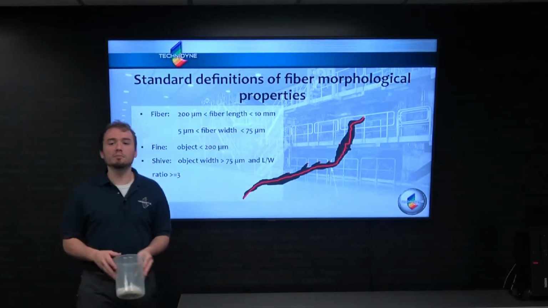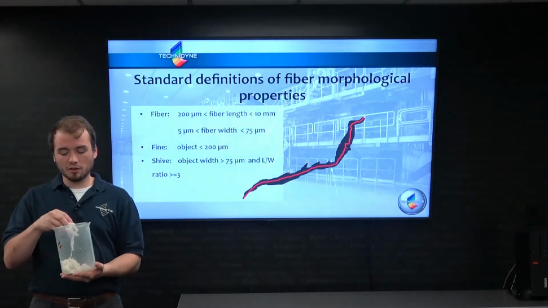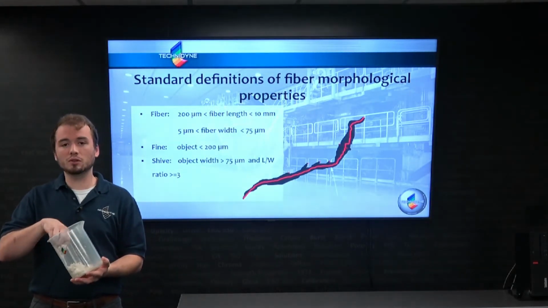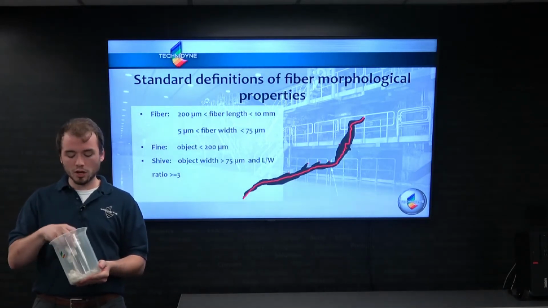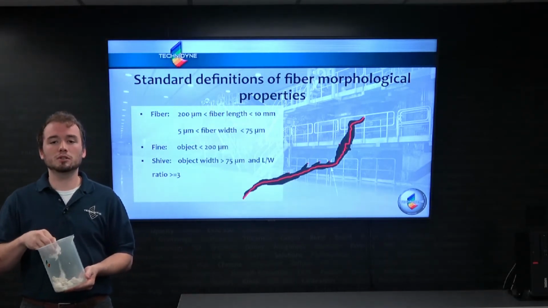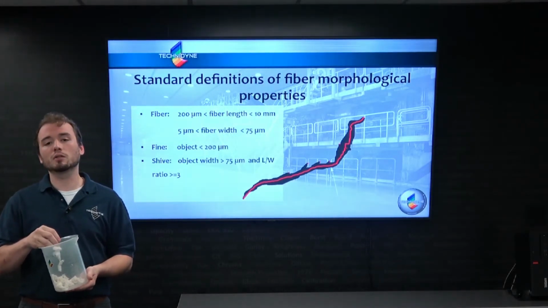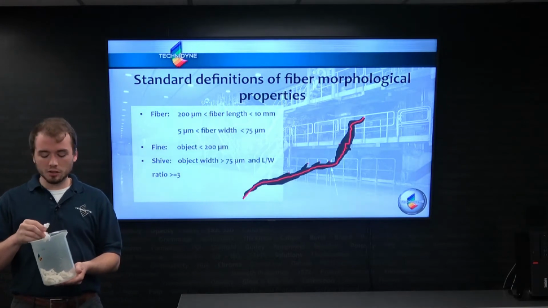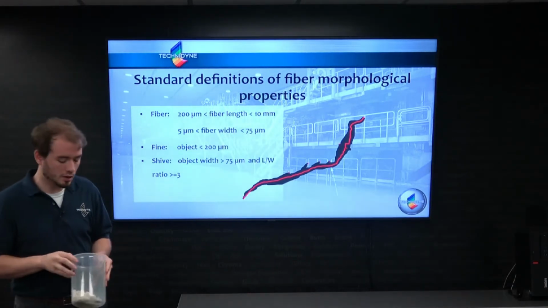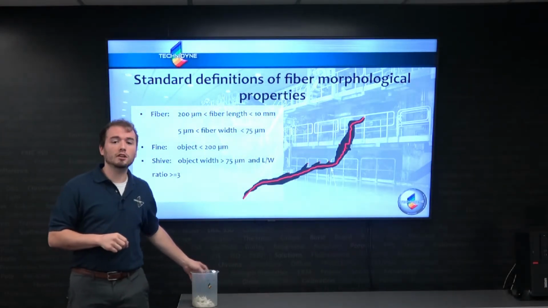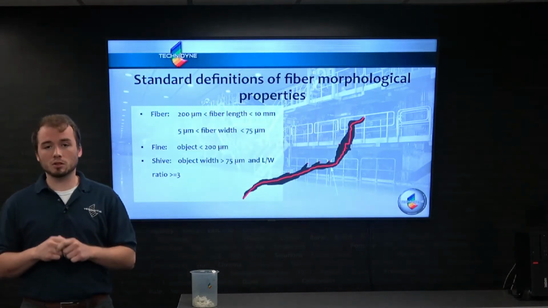In the production of web products, those elements of the furnish most commonly measured are fibers, fines, as well as chives, where a fiber is typically defined as any element whose length is greater than 200 microns or less than 10 millimeters, and whose width is greater than 5 microns but less than 75 microns. A fine is typically defined as any element whose length is less than 200 microns, and a chive is typically defined as any element whose width is greater than 75 microns, but whose length is also at least 3 times as long as it is wide.